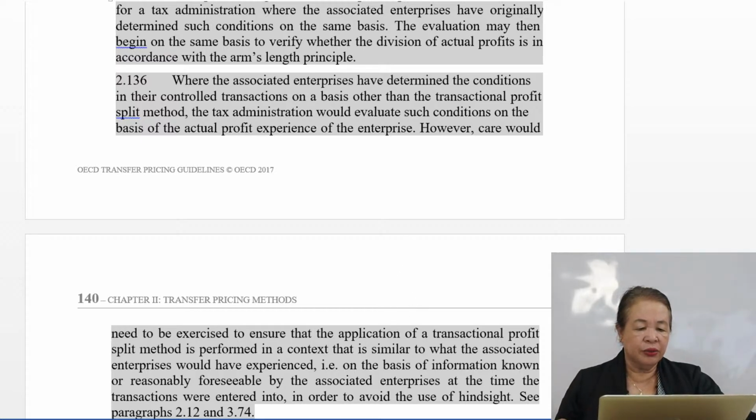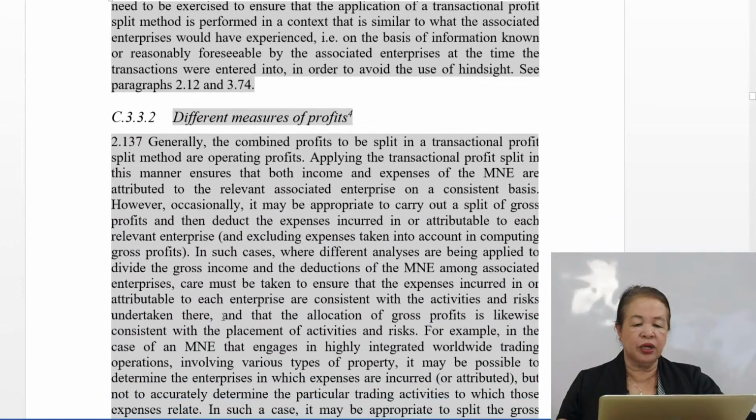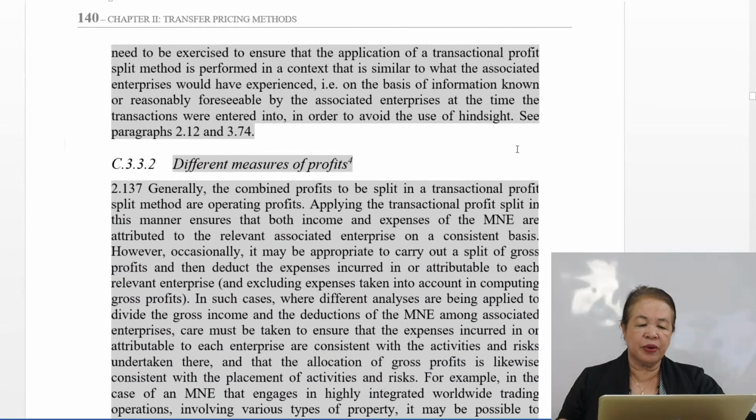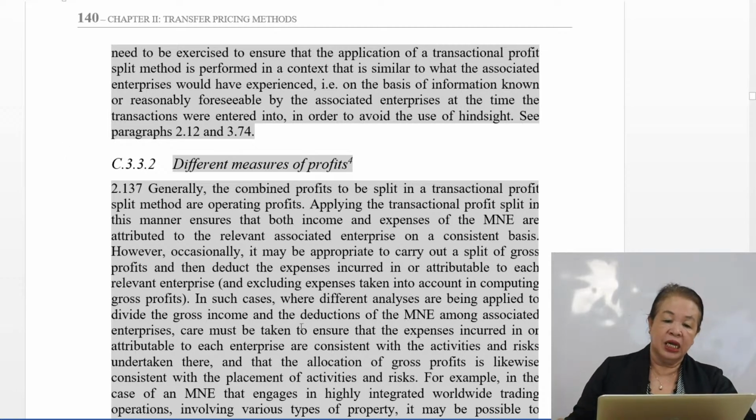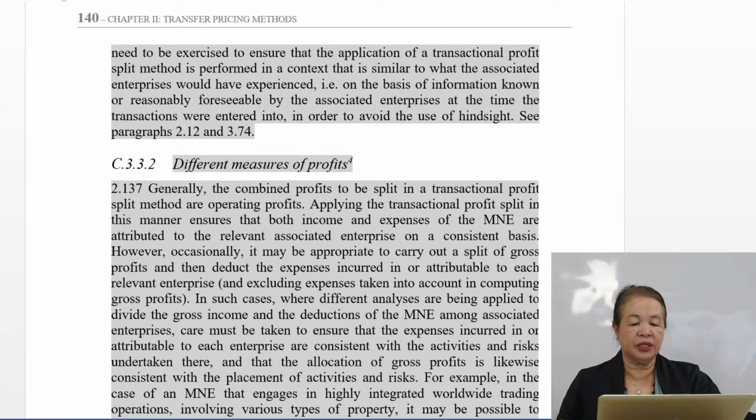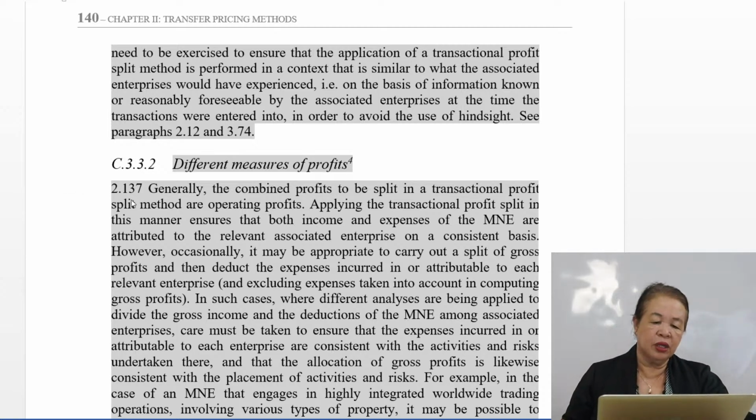However, care would need to be exercised to ensure that the application of a transactional profit split method is performed in a context that is similar to what the associated enterprises would have experienced on the basis of information known or reasonably foreseeable by the associated enterprises at the time the transactions were entered into, in order to avoid the use of hindsight. No? See paragraphs 2.12 and 3.74.